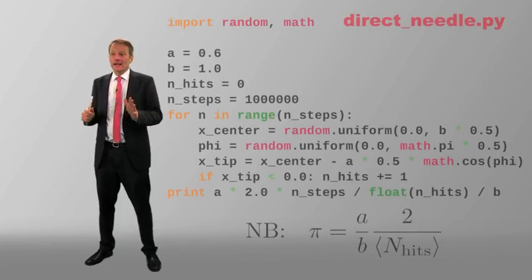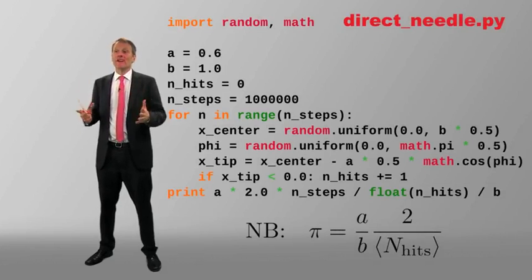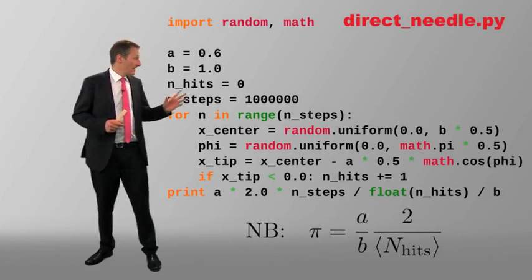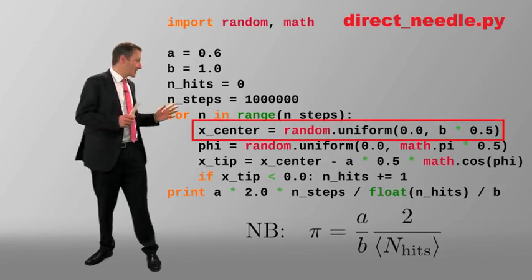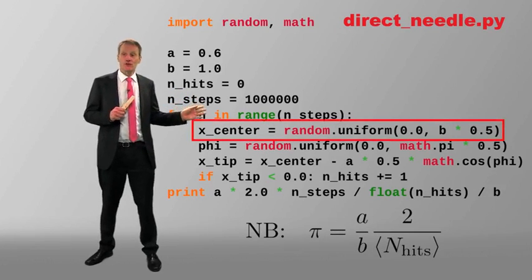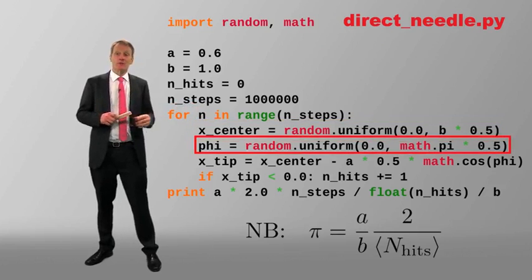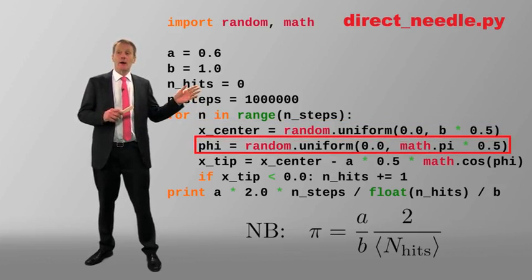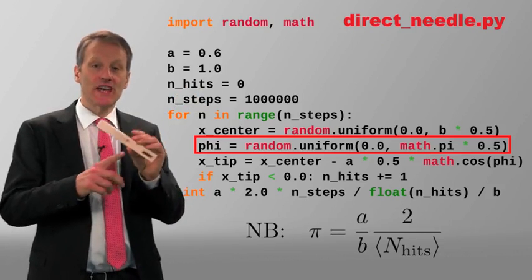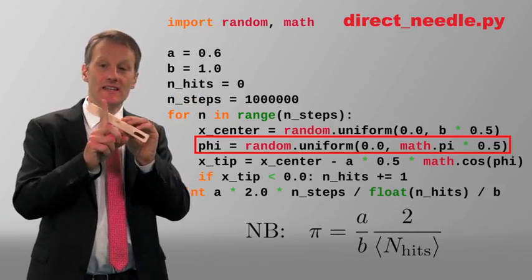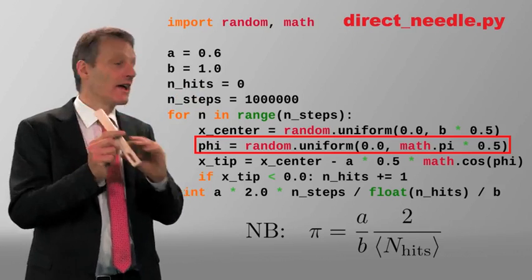We can now write a program to do the Buffon experiment ourselves. It suffices to sample x between 0 and b over 2 and phi between 0 and pi over 2, and then it is necessary simply to check whether the tip of the needle is on the other side of the crack, as shown here.